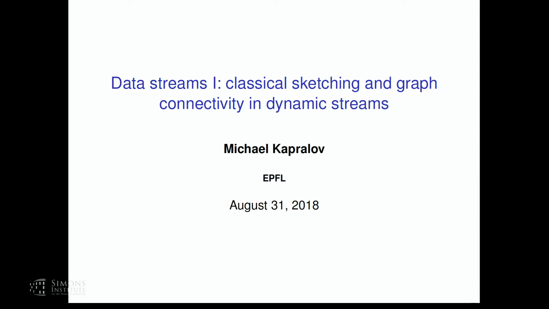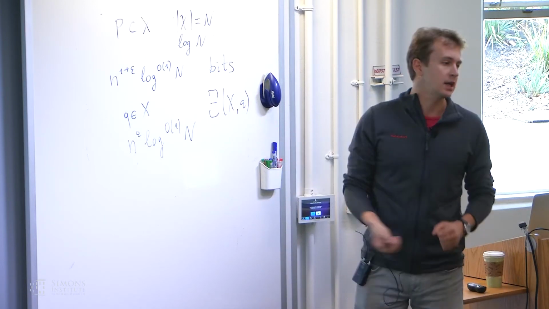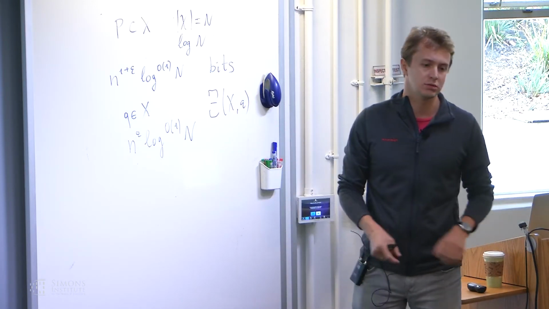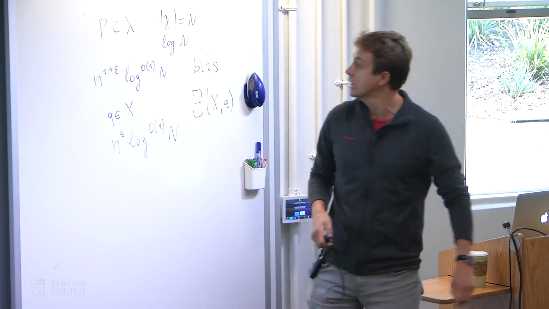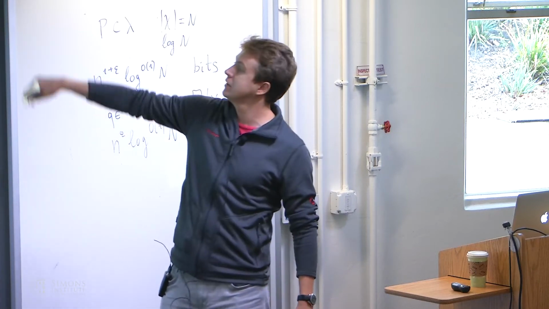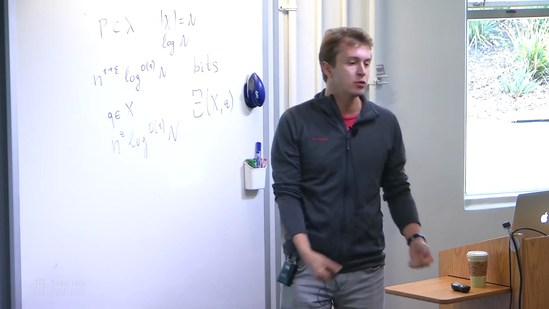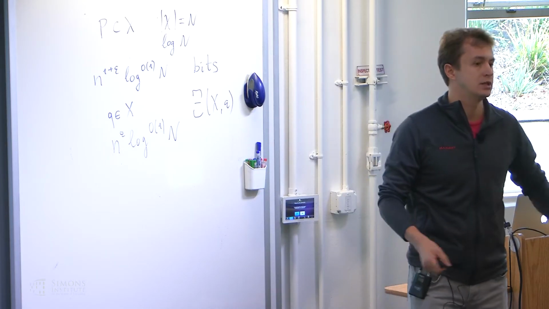I will talk about algorithms for processing massive data streams, and in general, these two talks will be organized as follows. I will start with some basic classical techniques for approximating statistical properties of large streams of data items, and once we develop these techniques, I will show some of the more recent applications to processing massive graphs in dynamic streams.